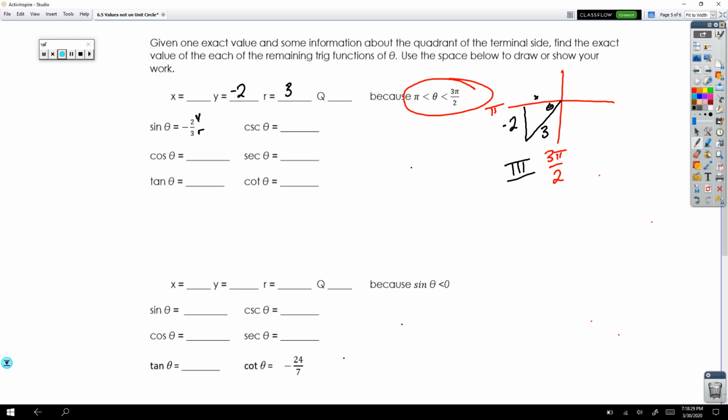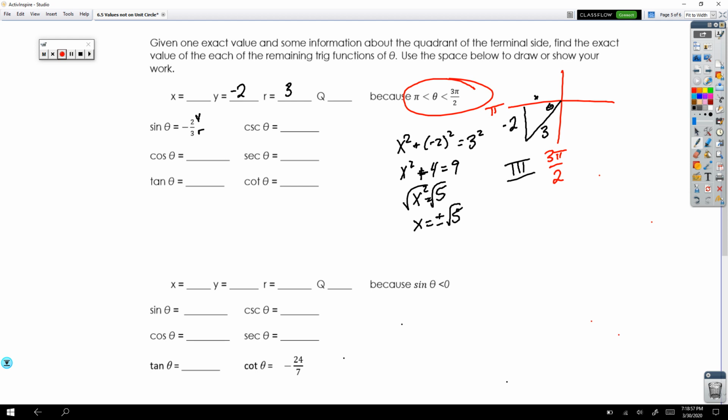Pythagorean theorem. Okay, so I have x squared plus y squared, so negative 2 squared, equals r squared. x squared plus 4 equals 9. Subtract the 4, square root, and I get x equals plus or minus the square root of 5.